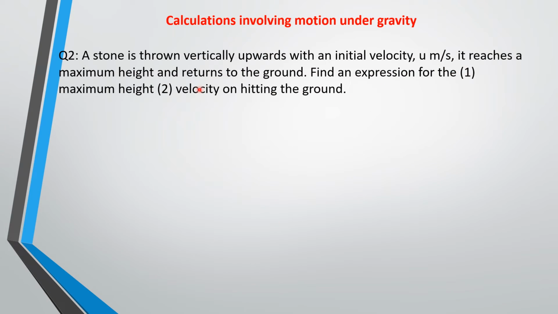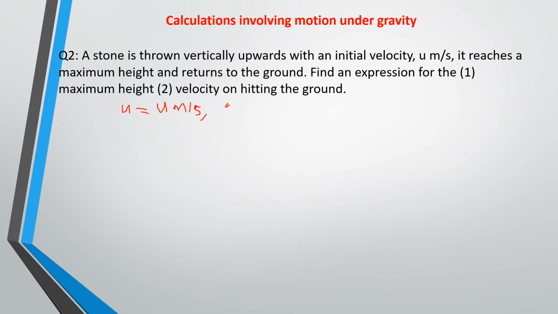Okay, so this is another question. A stone is thrown vertically upwards with an initial velocity u meters per second. It reaches a maximum height and returns to the ground. Find an expression for 1, the maximum height, and 2, the velocity on hitting the ground. Now take note of what you are given here. You are given the initial velocity u, in meters per second. That's what is given to you.